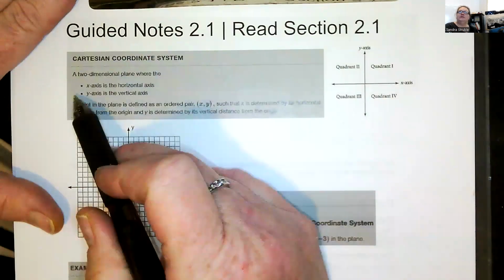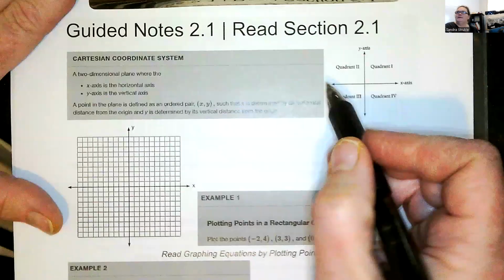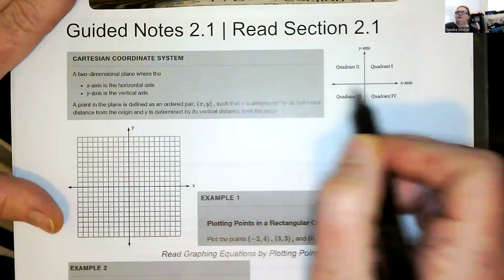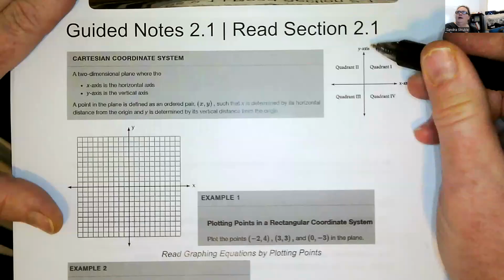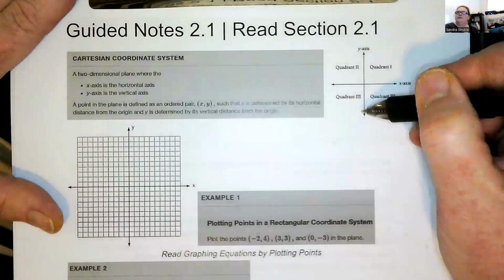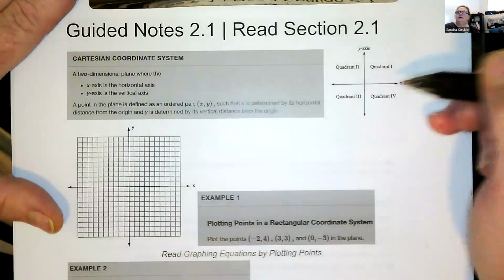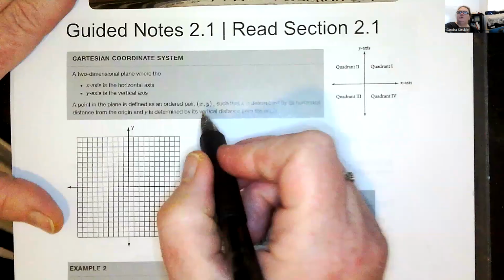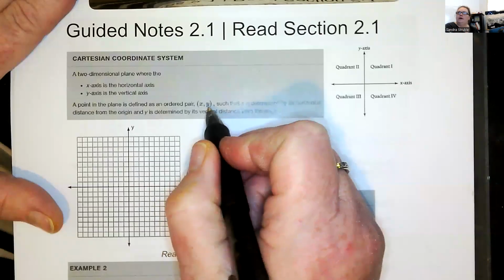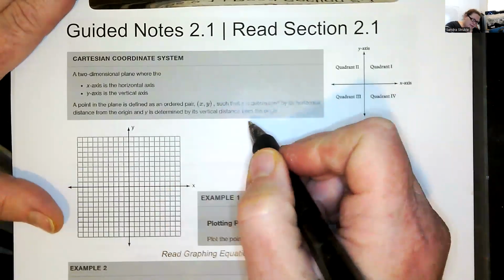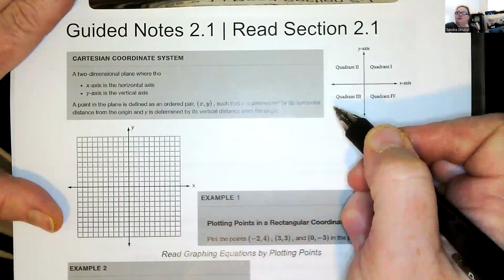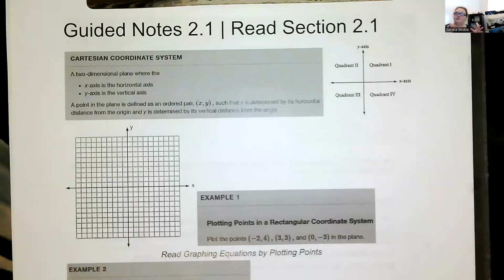Cartesian coordinate system. It's a two-dimensional plane where the x-axis is the horizontal axis and the y-axis is the vertical axis. A point on the plane is defined as an ordered pair with coordinates x and y. What does it say? Such that x is determined by its horizontal distance. So if you're looking at the first value, it decides whether you're moving left or moving right. And then the y value decides if you're moving up or moving down.